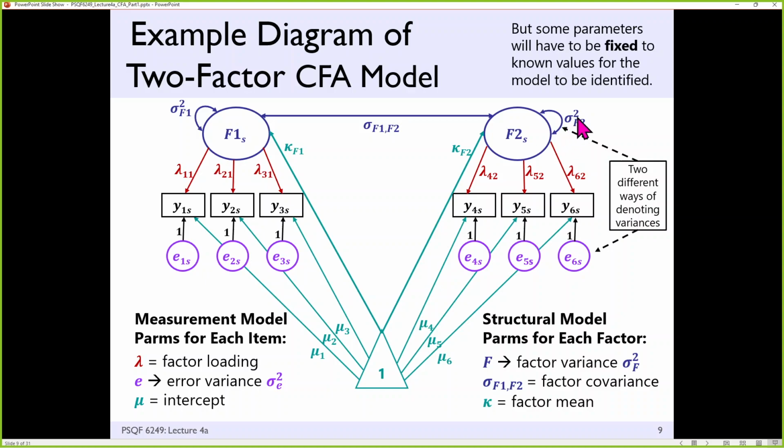Everybody knows what sigma squared is, right? They've drilled that into you. That means variance. So I put a subscript for what it's the variance of to make it easy. This is one way of showing that something has a variance. It's the most compact way.